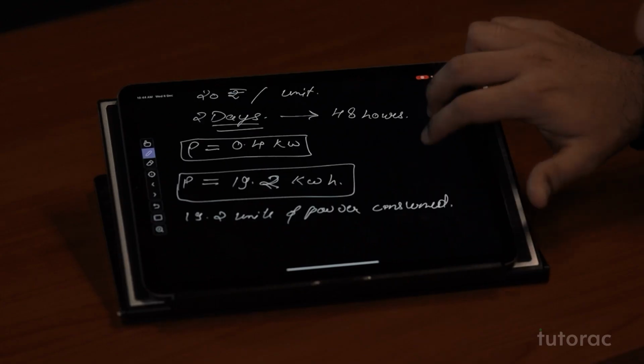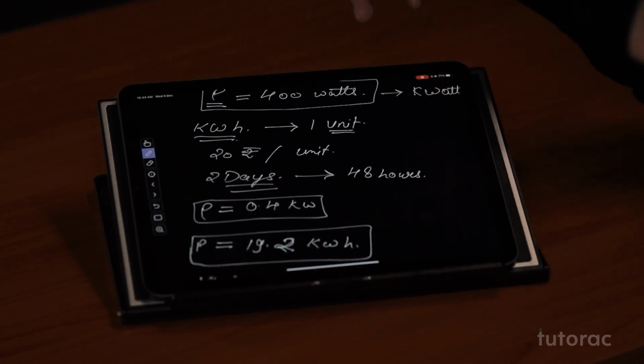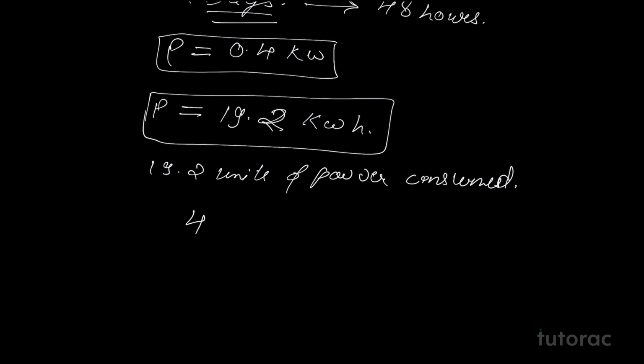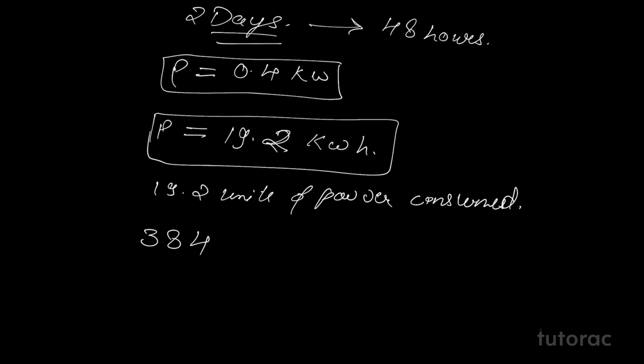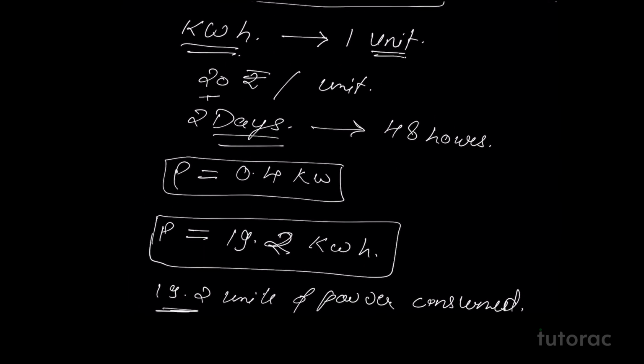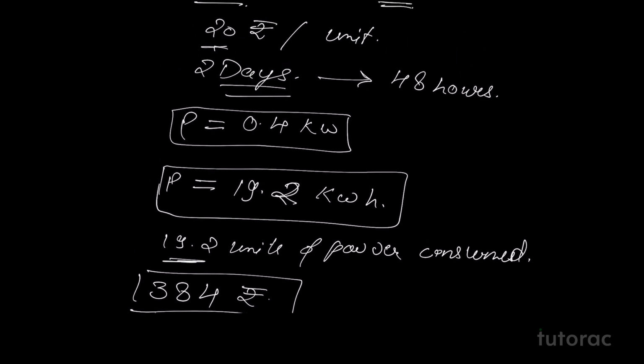Now, if the electricity bill, as I mentioned here, is 20 rupees per unit, and you ask me what will be the total amount that I have to pay, I just have to multiply 20 with this. What I'll get? We get 384 rupees as my total bill. I simply multiplied this 19.2 with 20 and I got 384.